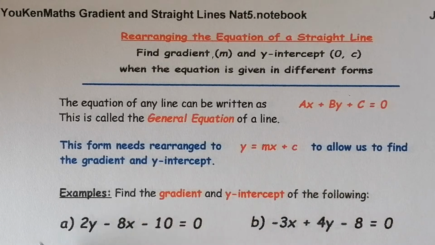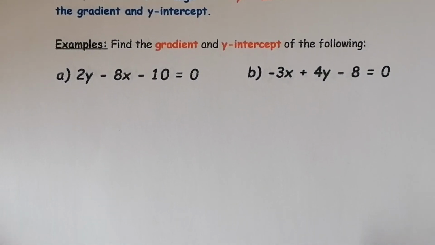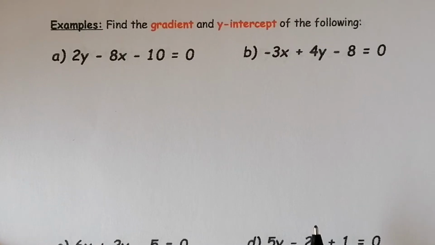So the first thing that we're going to do, and this is similar to an exam question, is to find the gradient and the y-intercept from this type of form here. So let's go for A. Let's go ahead and we'll do that one. And we'll try and keep the video reasonably short today.